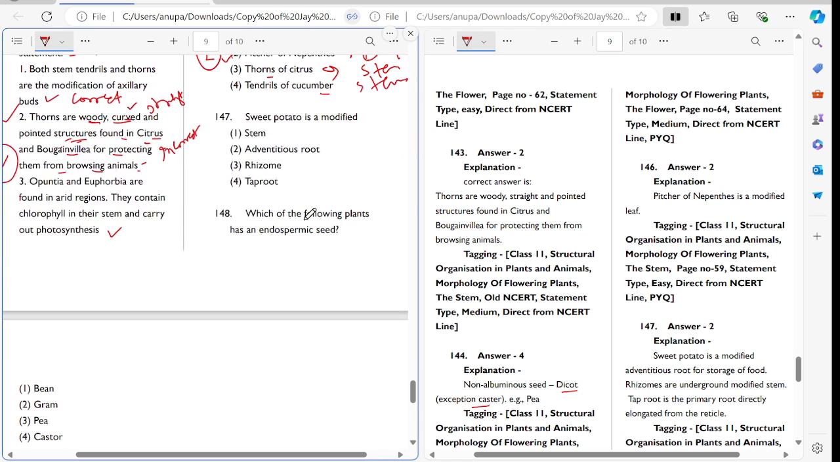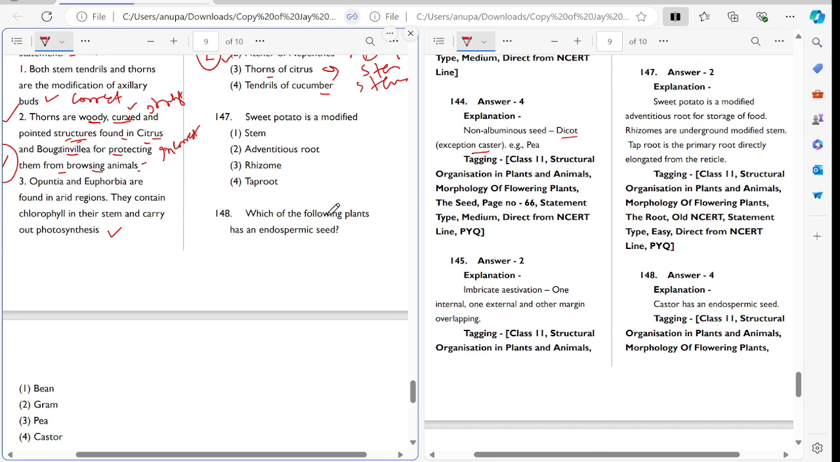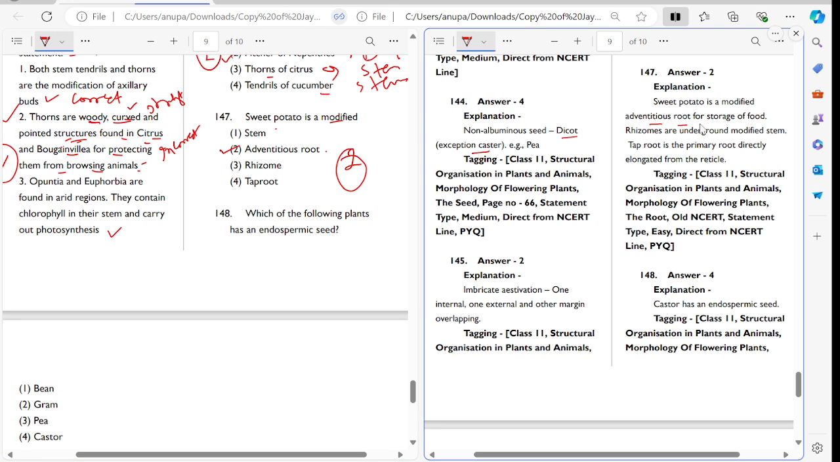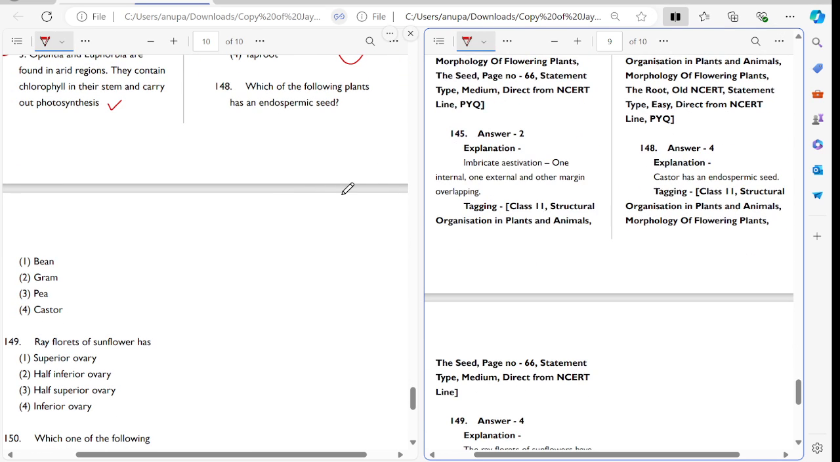Now let's move to the next question, that is question number 147. Question number 147 states that sweet potato is modified stem, adventitious root, rhizome or taproot. So sweet potato is a modified adventitious root. So the answer for this question will be option number 2. Sweet potato is a modified adventitious root and it stores the food.